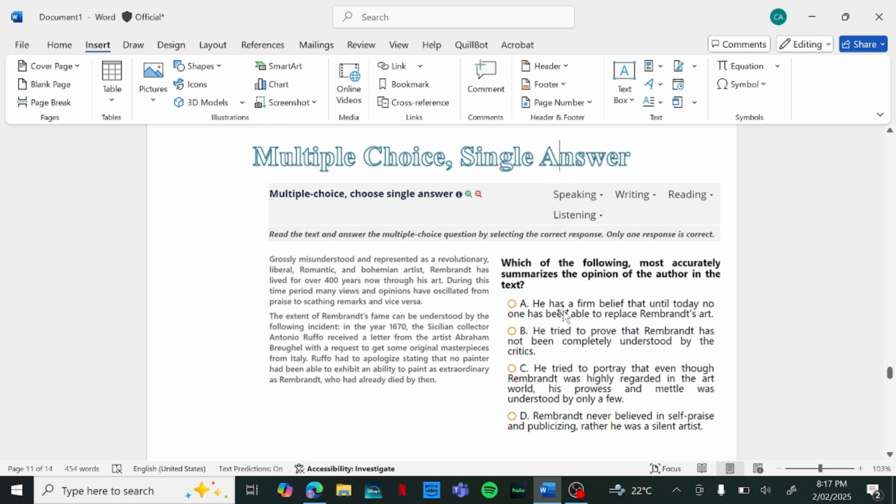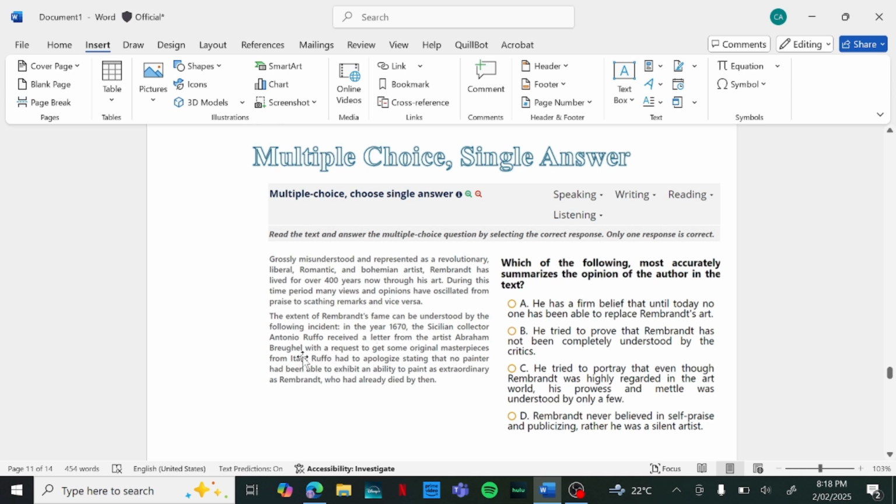They said the author, that's the "he" they're referring to here, has a firm belief that until today, no one has been able to replace Rembrandt's art. Now let's look at any part where it mentions Rembrandt and art. We see Rembrandt being mentioned here: Rembrandt lived for 400 years through his art. We don't see anything about anybody replacing anything in the first paragraph. Let's have a look at the second paragraph.